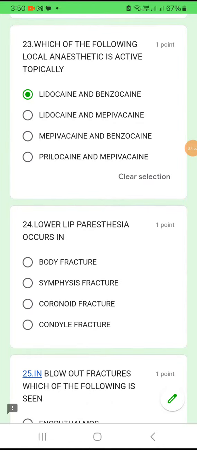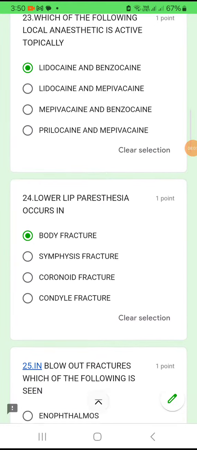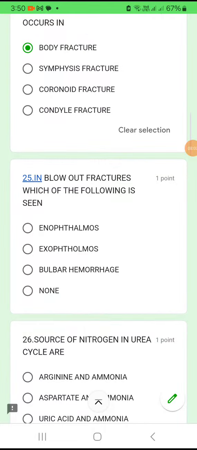Question number 24. Lower lip paresthesia occurs in which fracture? Body fracture or symphysis fracture, coronoid fracture, condyle fracture? Lower lip paresthesia occurs in body fracture. Okay, option A.